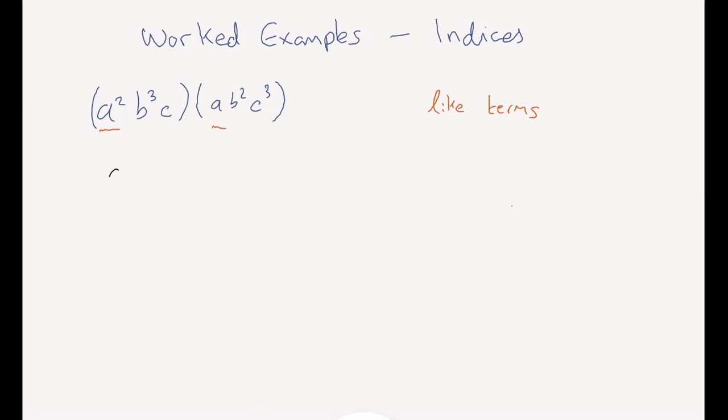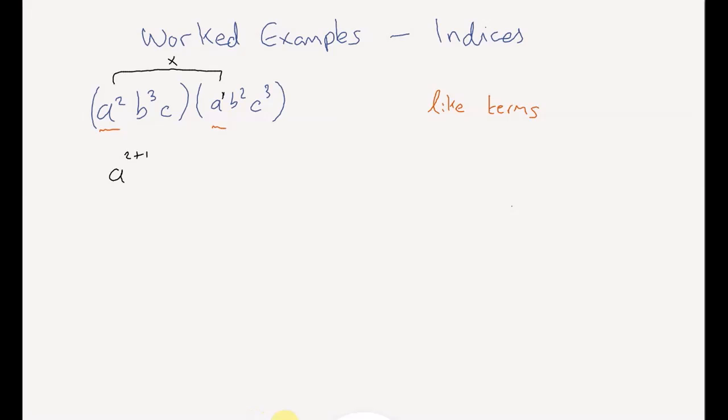We've got a squared, and it's multiplied by the other a. Now what's missing there? There's an invisible 1 on that a. If there's no index there, then there's actually a 1. Don't forget that. The rules of indices say that if you are multiplying, and of course we are multiplying these two terms, because they're next to each other in algebra, there's an invisible multiply sign there. So the rules of indices say that we add the indices, so it'll be 2 plus 1.